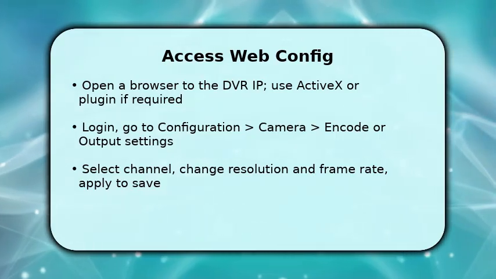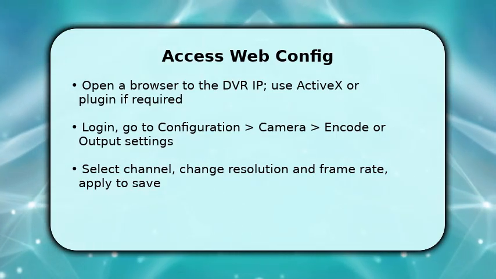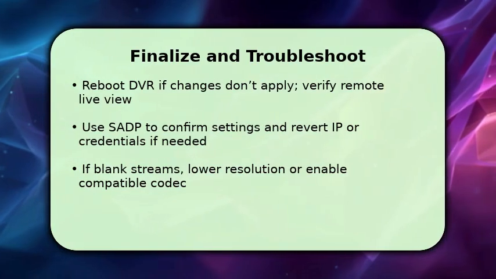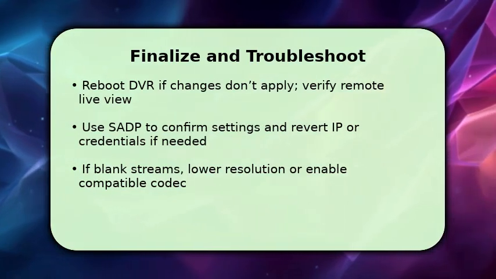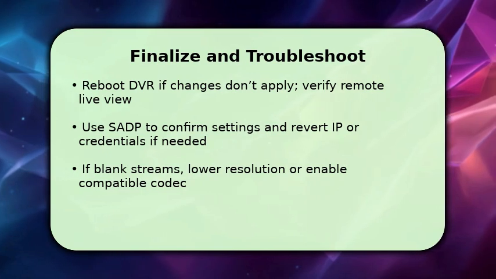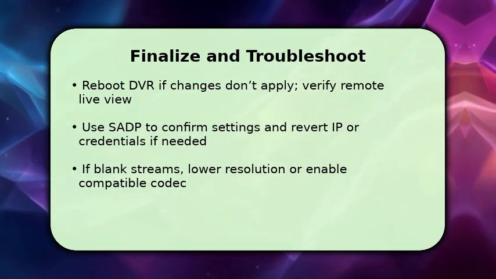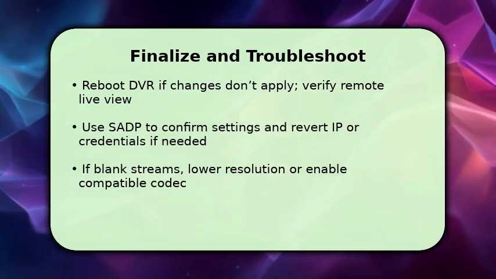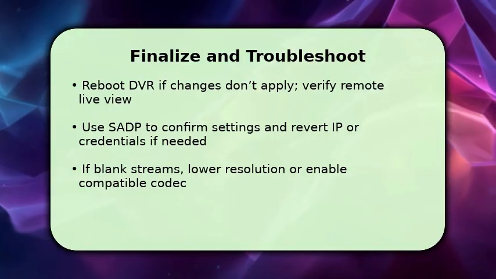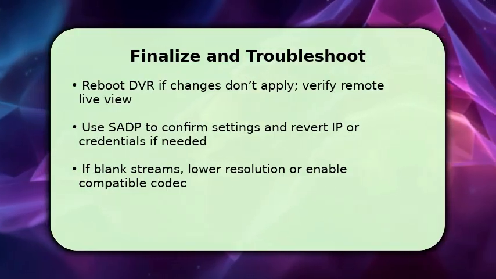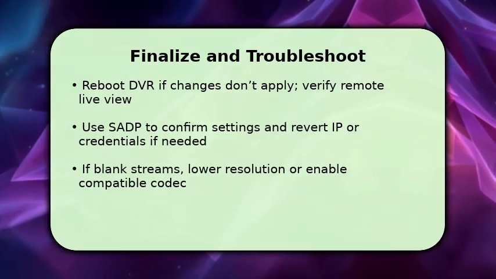You finish by verifying the change and troubleshooting any issues. After applying new resolution, check Live View from your PC or mobile app to confirm streams display correctly. If they don't, reboot the DVR and recheck settings. Make sure codec and bitrate are compatible with your network. Lowering resolution or frame rate often restores visibility.